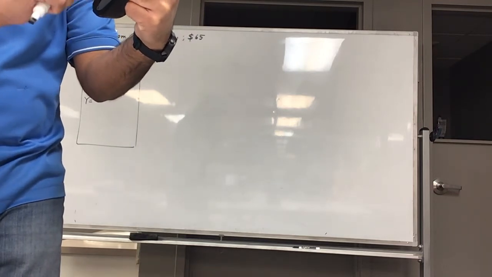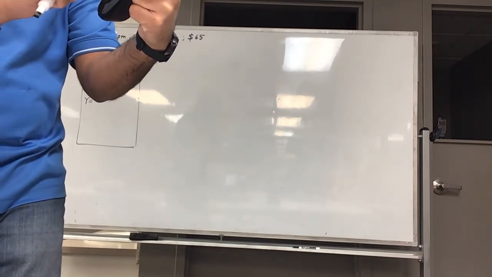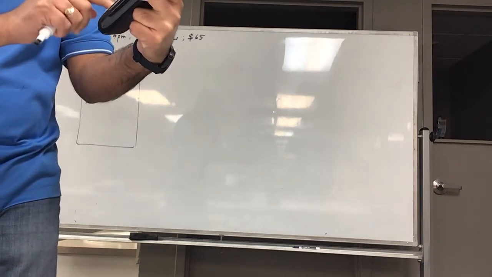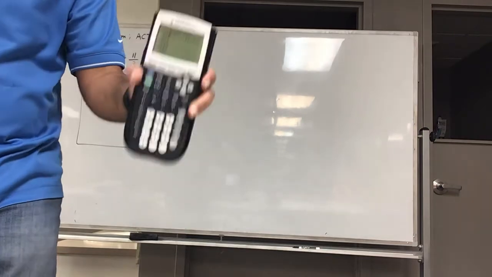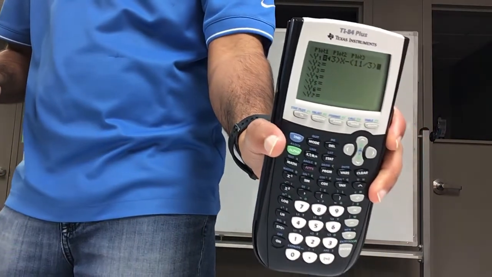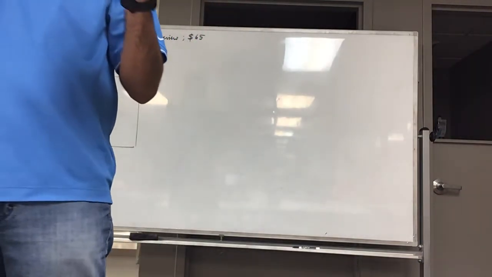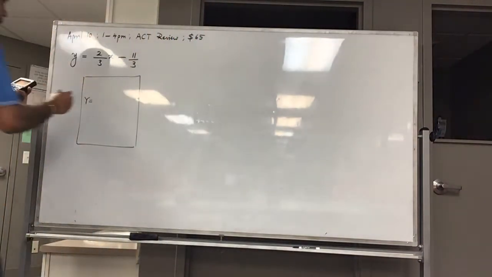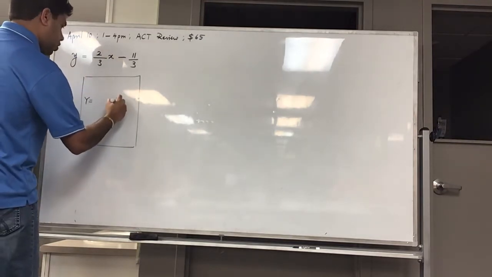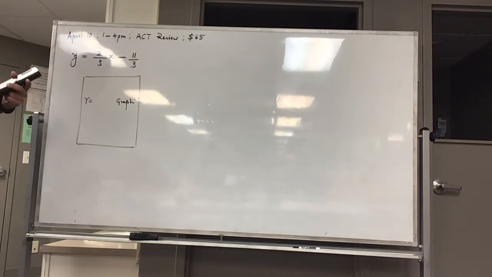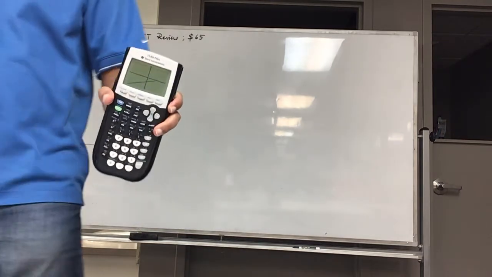Again, you have to be in the parentheses 2 by 3. Then close the parentheses x minus, again, parentheses 11 over 3. Always put parentheses just to be on the safe side. Good? And on the extreme right, there is something called graph. Click on that one. And you should be able to get a straight line equation.